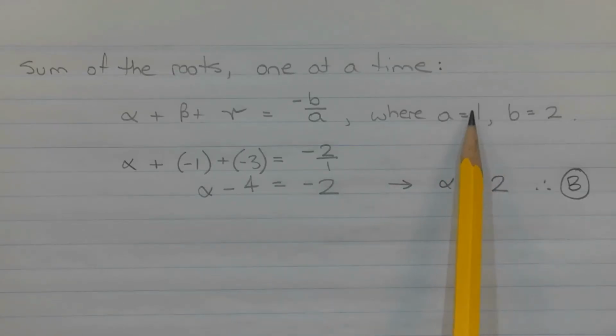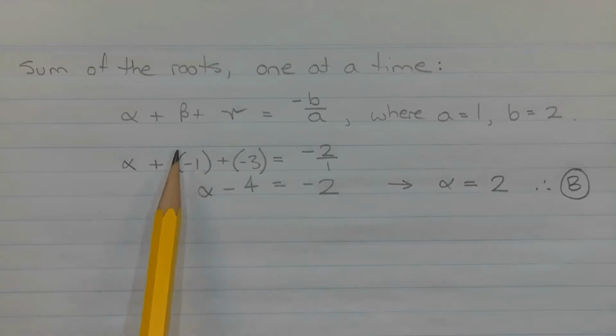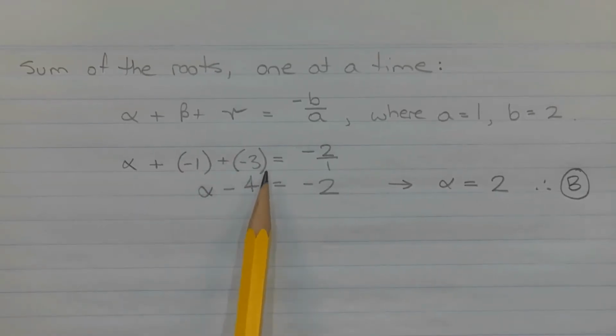So a is equal to 1, and b is the coefficient of the x squared term. So b is equal to 2. We know the value of beta and gamma. Beta is equal to -1 and gamma is equal to -3. So alpha plus -1 plus -3 is equal to -2 over 1.